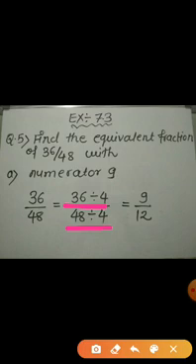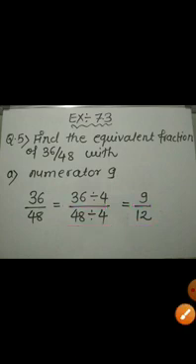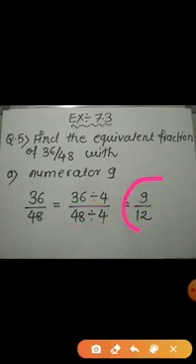Now 36 divided by 4 is equal to 9 and 48 divided by 4 is equal to 12. Hence, 9 upon 12 is the equivalent fraction of 36 by 48, which satisfies the given condition as well.